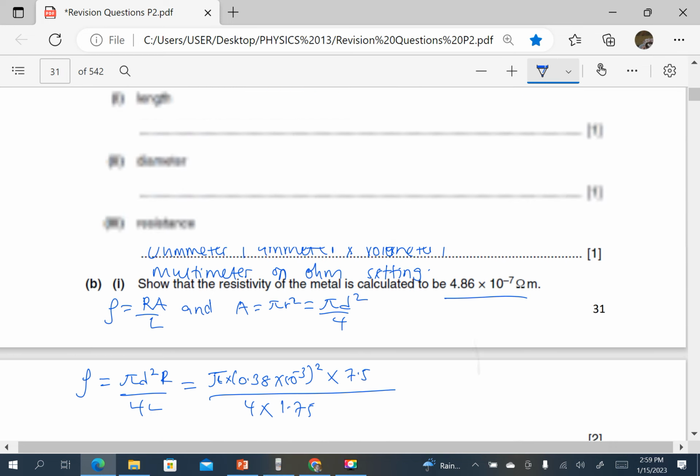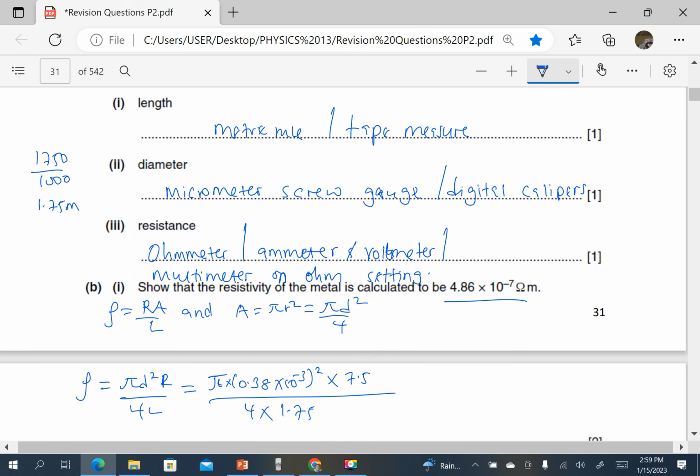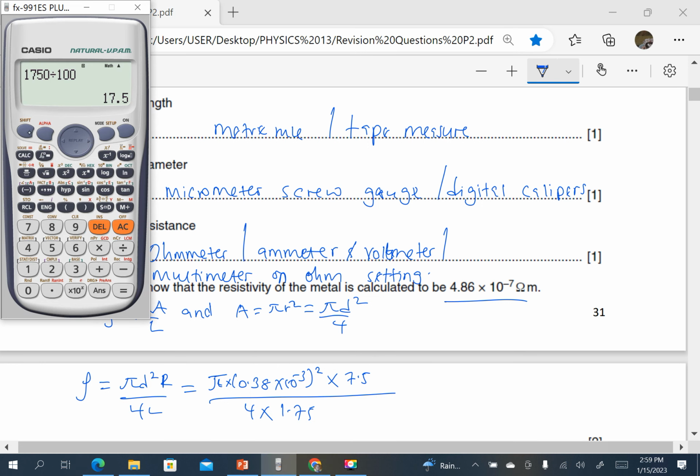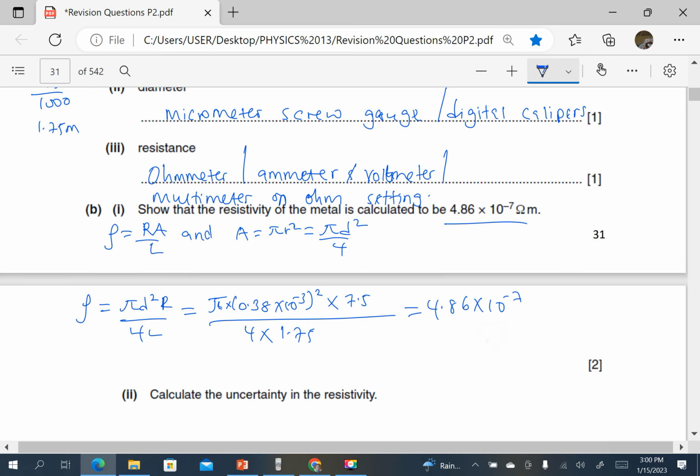So I press my calculator then. So from my calculator, I will start with pi times open brackets 0.38 exponent negative 3, and that is squared, times 7.5, divide by 4 times 1.75, and this is 7.86 times 10 power negative 7. Okay, so that is our resistivity.